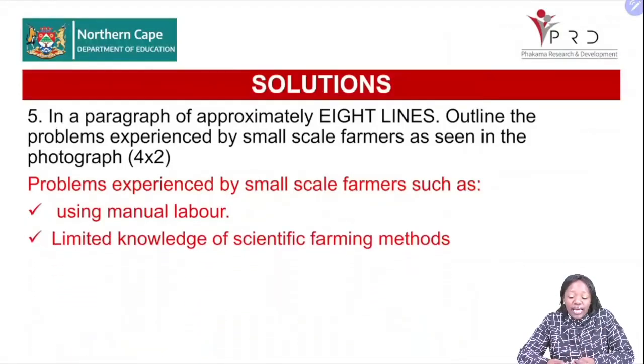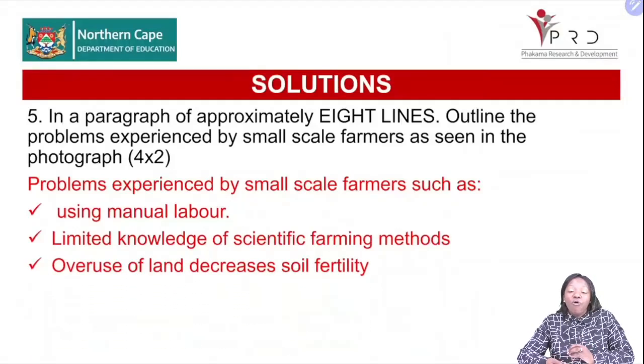Then we're also looking at the limited knowledge of scientific farming methods. Remember, scientific farming methods are quicker as compared to the traditional ones. Then we're also looking at the overuse of land, which decreases the soil fertility. These people don't have any knowledge, so they keep using the same crops in the same land, and that will decrease the soil fertility. Whereas if they were trained and were using scientific methods, they would know that after some time they need to change to a different crop so that they keep the soil fertility.